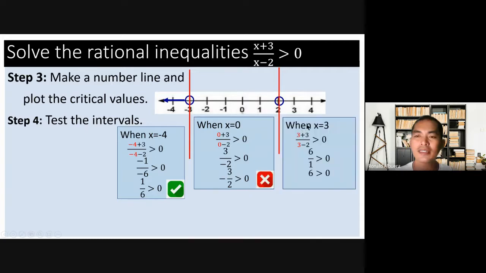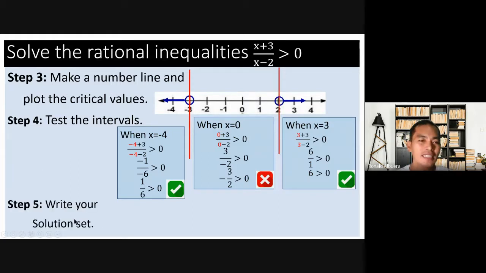The third interval: I took 3, which is after 2. Any number after 2 will do. So, substitute here, it became 3 plus 3 all over 3 minus 2. Is that greater than 0? 3 plus 3 is 6, 3 minus 2 is 1, so 6 over 1 is 6. Is 6 greater than 0? Yes. Therefore, this is part of the solution from 2 to the right, but 2 is not part of the solution. Your last step is to write your solution set.